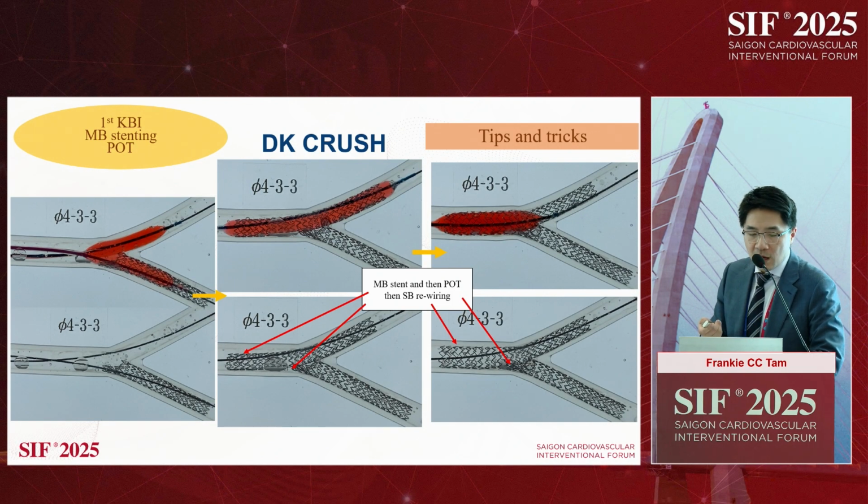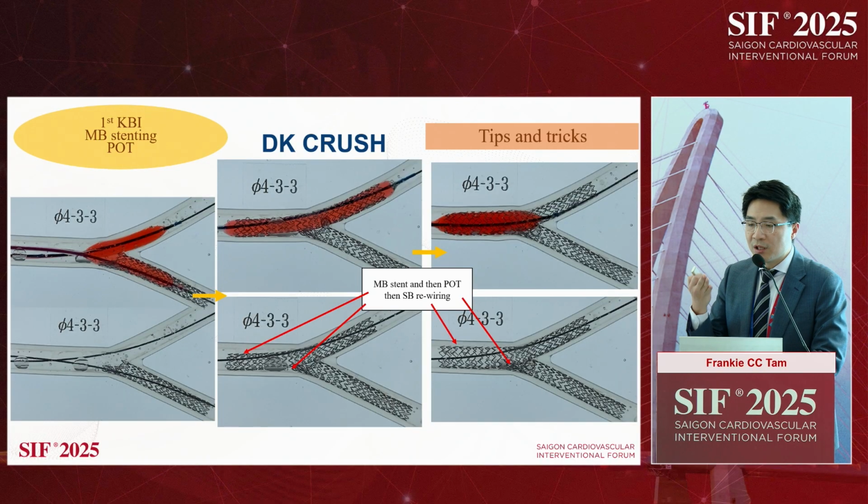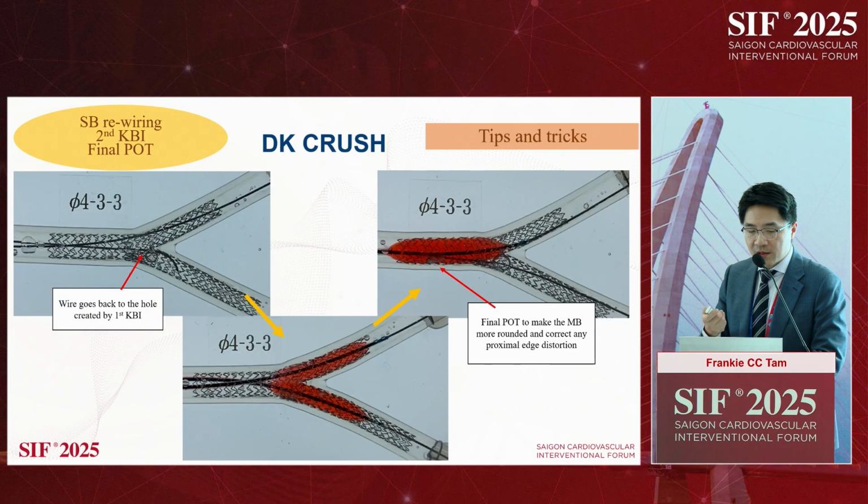And after the first rewiring, we do the kissing balloon inflation, and then we deploy the main branch stent, doing the POT, and of course you have to make sure that you do the POT before you do your second rewiring. These are again very important tips and tricks. Afterwards, after the POT, you do the second rewiring. Usually, the second rewiring is much easier than the first rewiring because we have created a hole in the side branch ostium. So afterwards, KBI and then POT again. So this is the sequence of a DK crush, and these are the different tips and tricks for you to perform the DK crush smoothly.